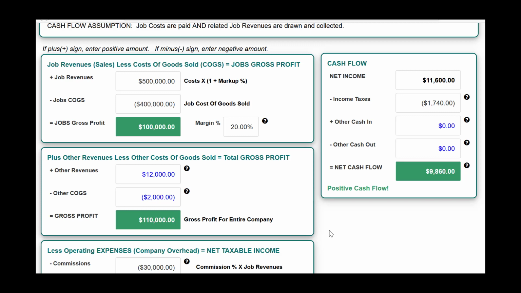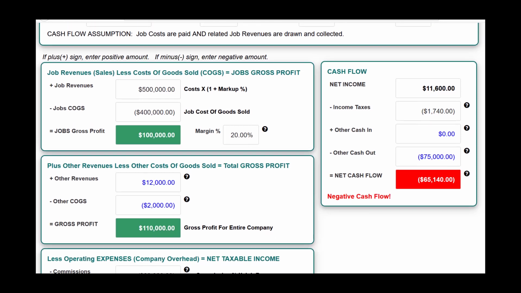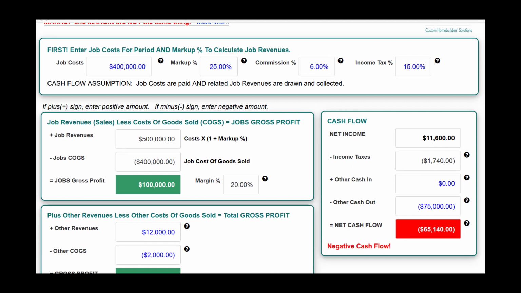But let's say you don't do it as a salary, but you're wanting to do owner draws because you're a sole proprietor, and you know that for your own lifestyle you need $75,000. Now right away we can see that we have a negative cash flow. We don't have enough money in this scenario to be doing that. So let's see what happens. This is what this tool is all about.